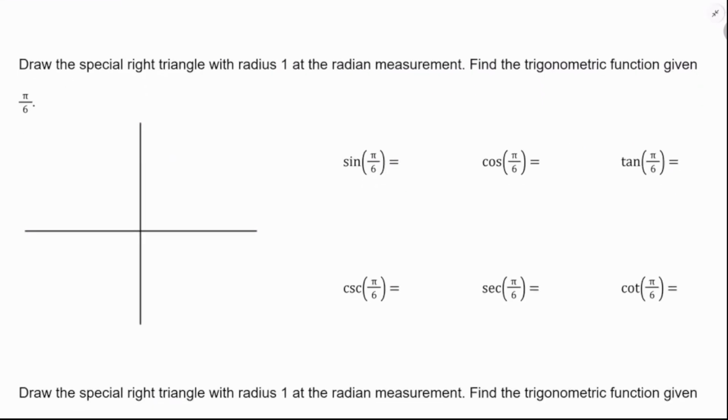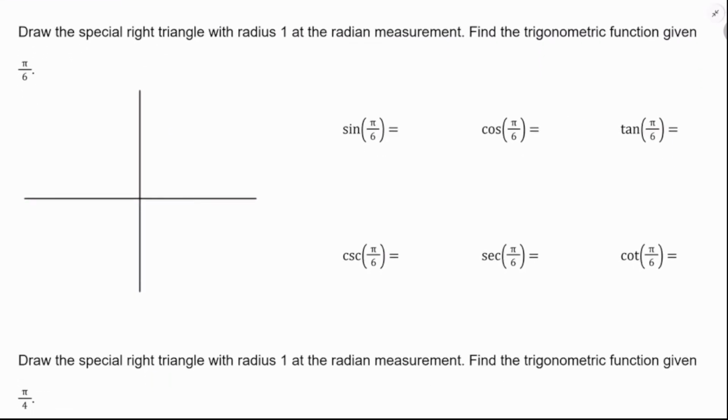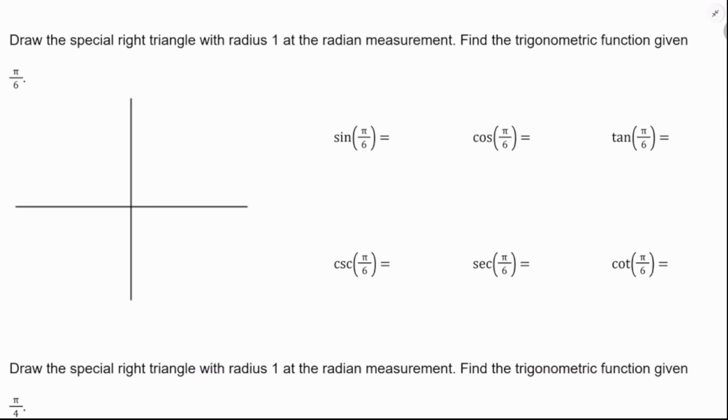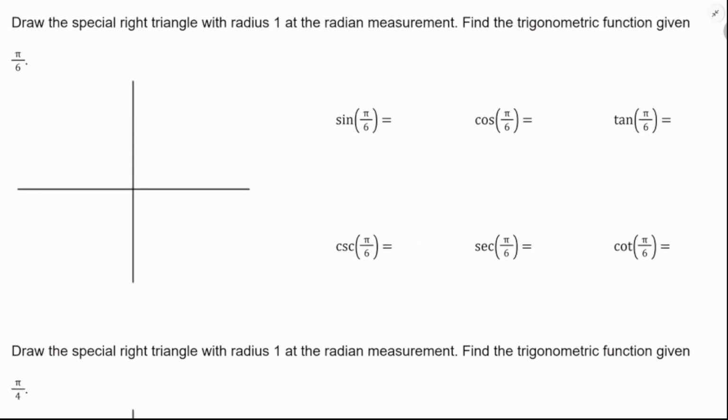Now we're going to get to doing a little bit of trigonometry. So we're going to draw the special right triangle with radius 1 at the radian measurement. Find the trigonometric function given pi over 6. So basically theta equals pi over 6. That's what we're saying here.